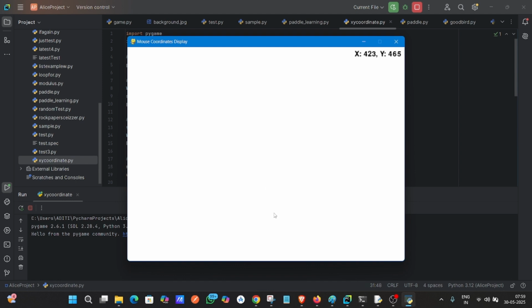So I'm sure you understood how this works. Based on this, we have already seen how the paddle was moving. For each stroke of the left arrow, x was decreasing by 20, and for each stroke of the right arrow, x was increasing by 20 coordinates. So I hope it is clear to you. Let me stop this and then we'll go back to the paddle ball game.